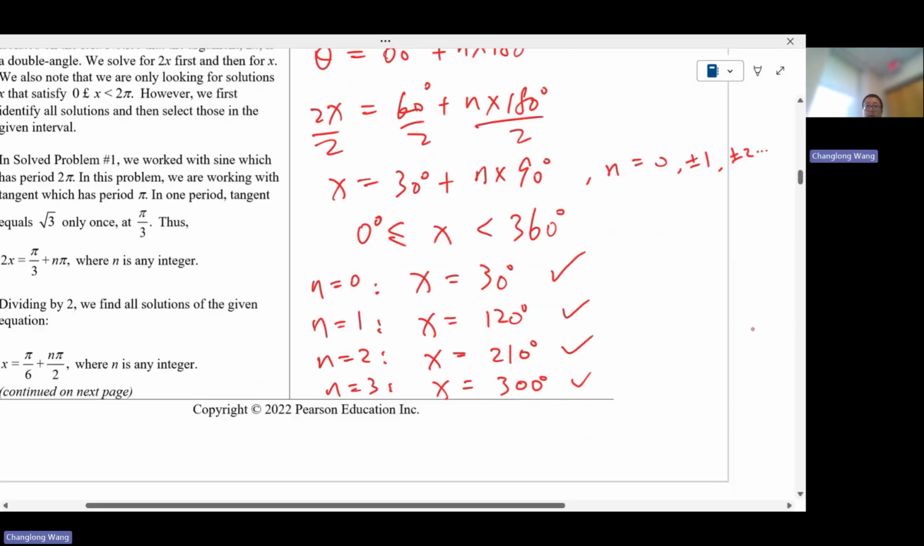No, it will be too big, right? So beyond 360. Or should I do any negative ends, like -1, -2? I mean, you can try, right? When x is -1, 30 minus 90 is negative, right? That means you screen through.